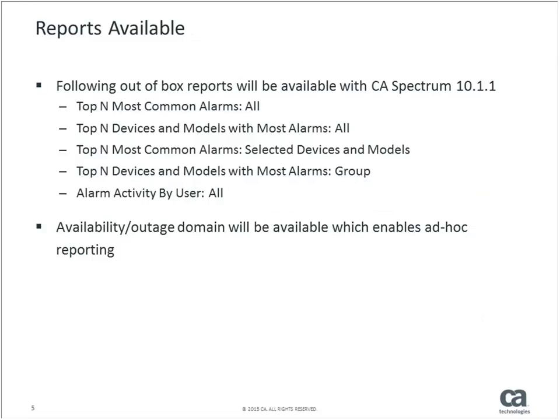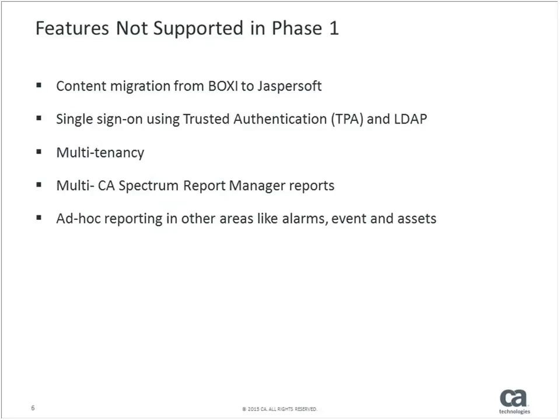We are working with our central CABI team, the Jasper team within CA, and we are going to churn out more reports every month in the coming months. And our goal is that in the coming quarter or two, we get to the same number of reports out-of-box that we have today with Boxy. Plus, ad hoc reporting. Today we have the availability domain available for doing ad hoc reporting as well. There are a couple of things, again, this is in the interest of being open and honest, transparent.